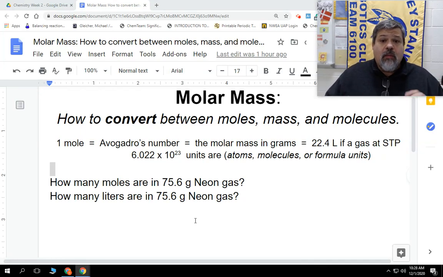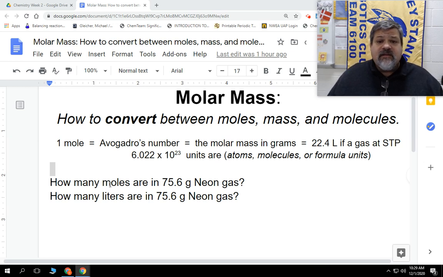Hey, we're going to start out with molar mass, but not only just molar mass, but converting between moles, mass, and molecules. Now, one thing about converting between moles, mass, and molecules, we have to know that we're going to use these in a conversion factor. So these are conversion factors to be able to convert between moles to mass, mass to moles, moles to molecules, molecules to mass, and we're going to add in there volume. Okay, because we do have volume if it's a gas at STP.